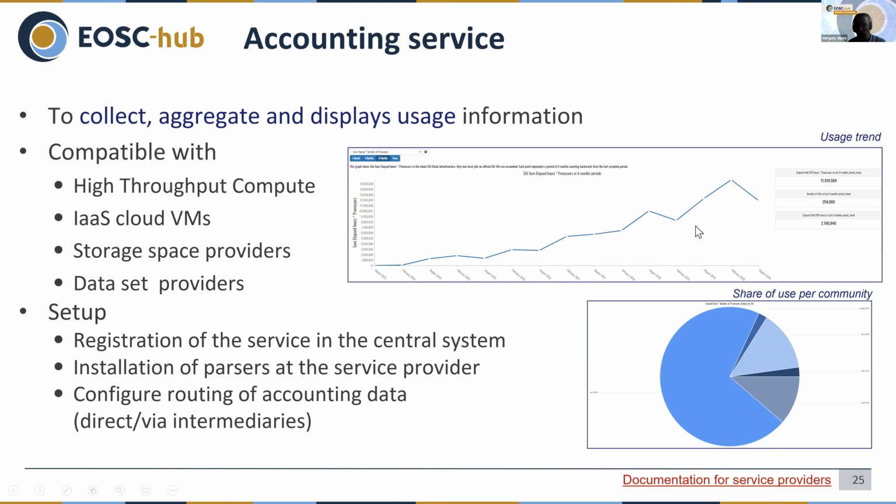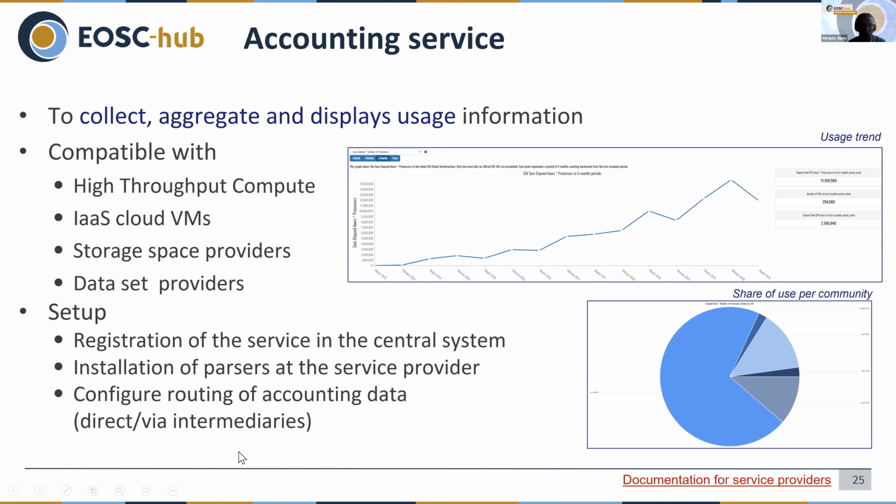On the right side, you can see two screenshots, the kind of reports or displays that the system can provide for you as a service provider. You can see historical use, for example, of your resource, or you can see, for example, a spread of different communities, how they share the capacity of your resource in a given period of time.